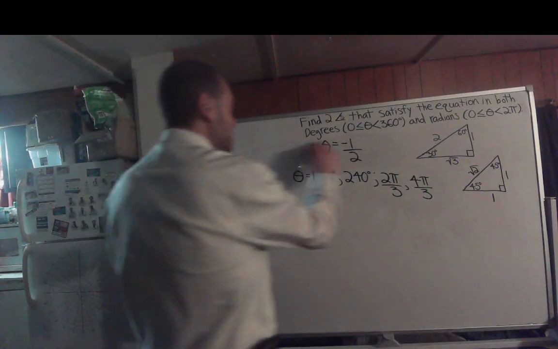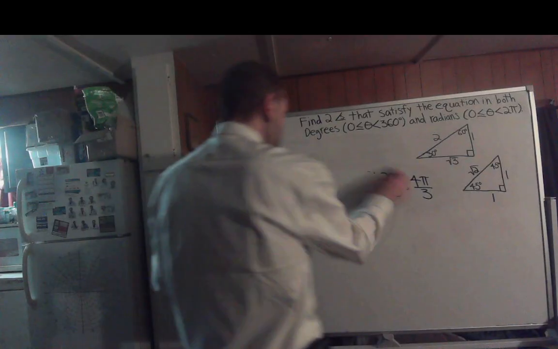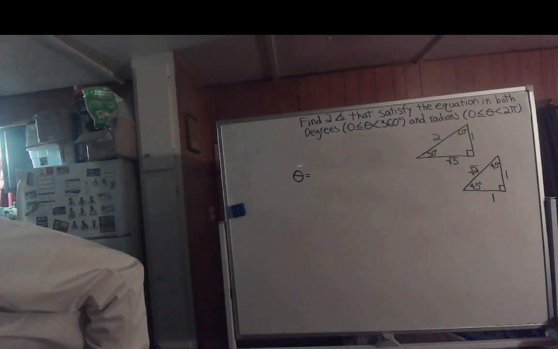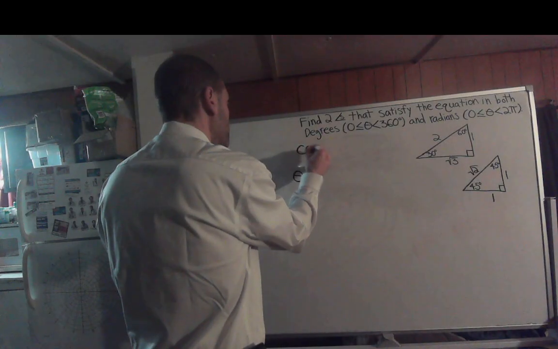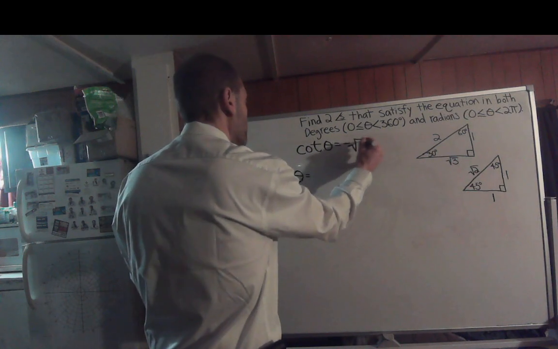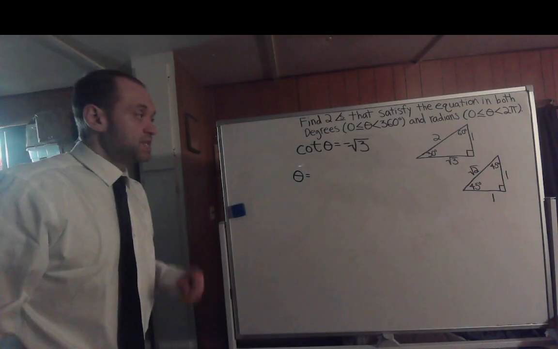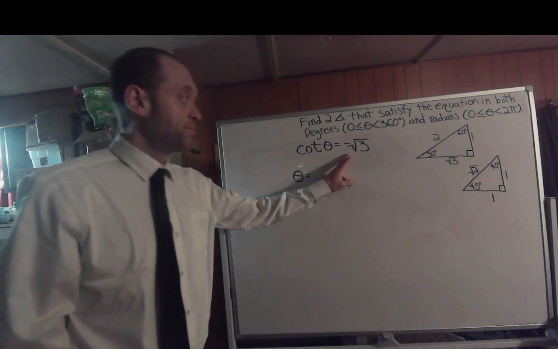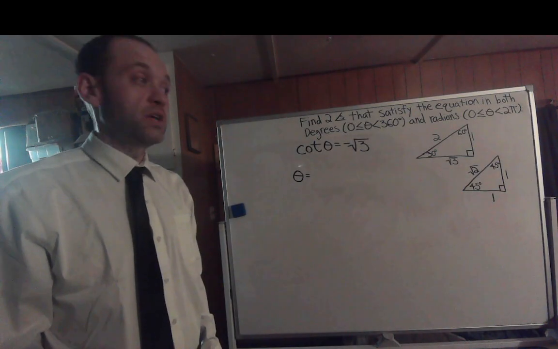Got two more of these. All right. Cotangent of theta equals negative of the square root of 3. So we've been given that the cotangent of theta equals negative square root of 3. Well, where's the cotangent negative? In the second and fourth quadrants.